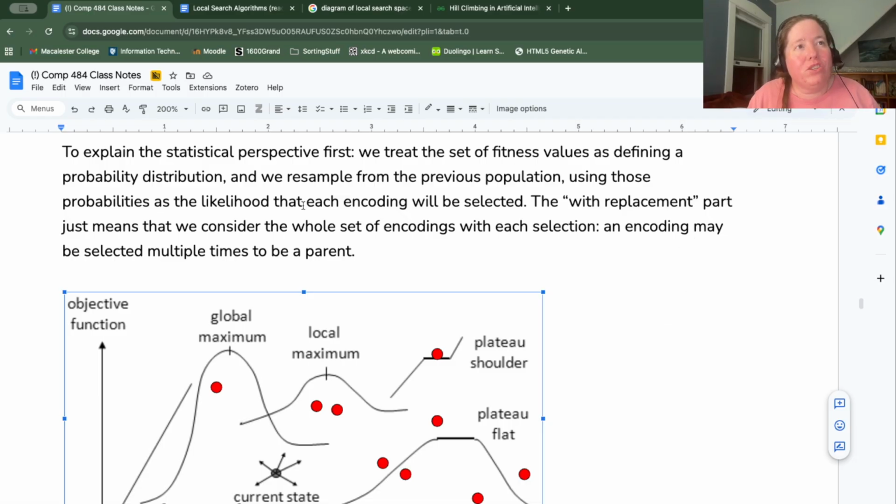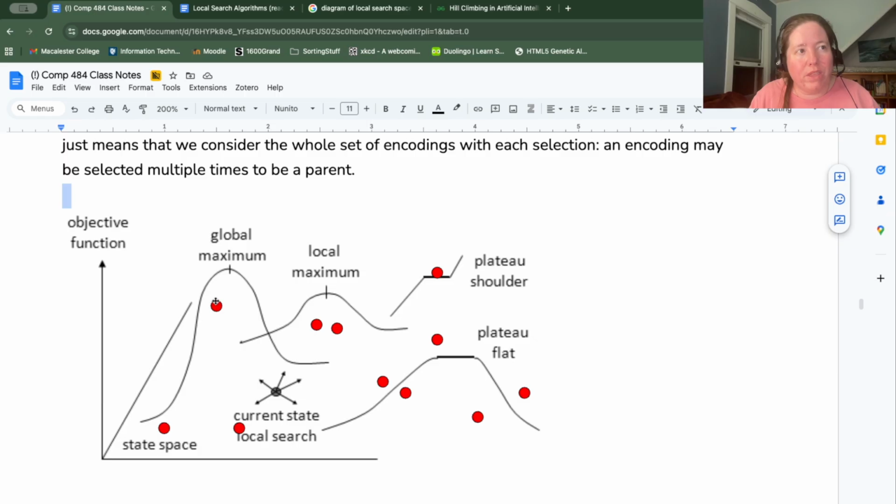So what we'll do is treat the values as the likelihood with which each encoding will be selected, and we will resample, we will reselect from these points. The with replacement part means that we allow the same point to be selected multiple times. This is actually exactly what we want. If I have a point up here that's of very high quality compared to most of the other points, I would like it to be selected multiple times because it's a very promising place to explore. So we'd like it to be a parent many times, and maybe we can generate other points that are in the same region as it.